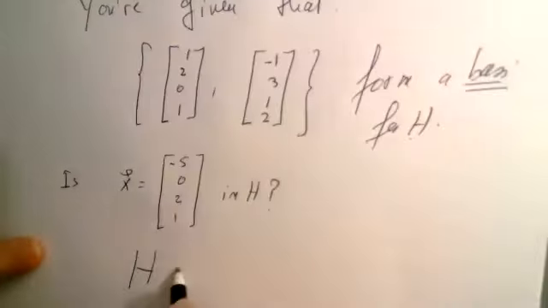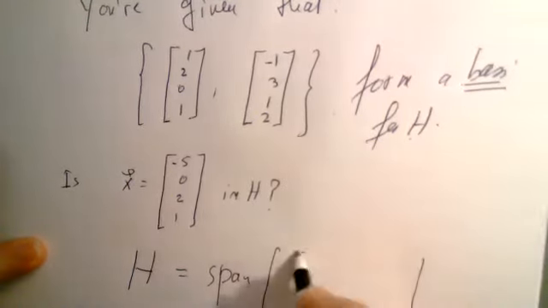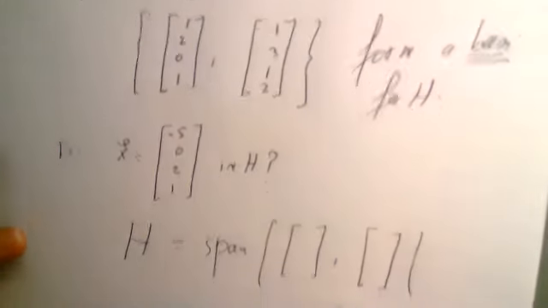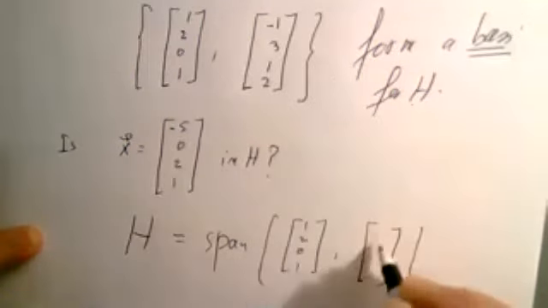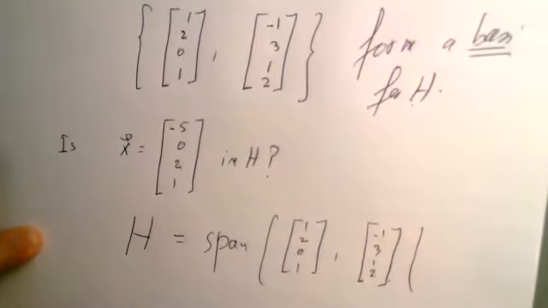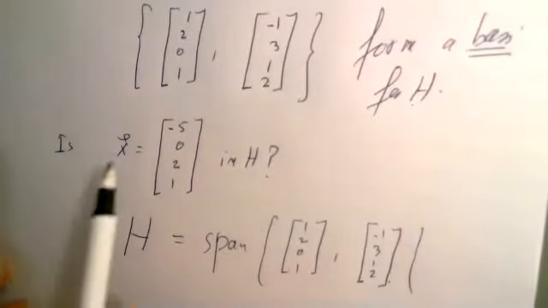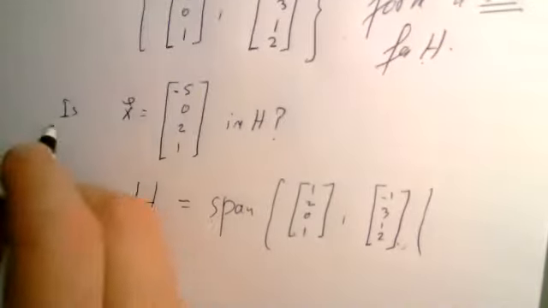I'm basically telling you that H is nothing more than the span. So giving you a basis means I'm giving you everything. I'm basically giving you the subspace. So I'm telling you that this is equal to that. That's the importance of a basis. Now, is X in H? It's really boiling down to asking yourself the question, is X a linear combination of those two vectors?